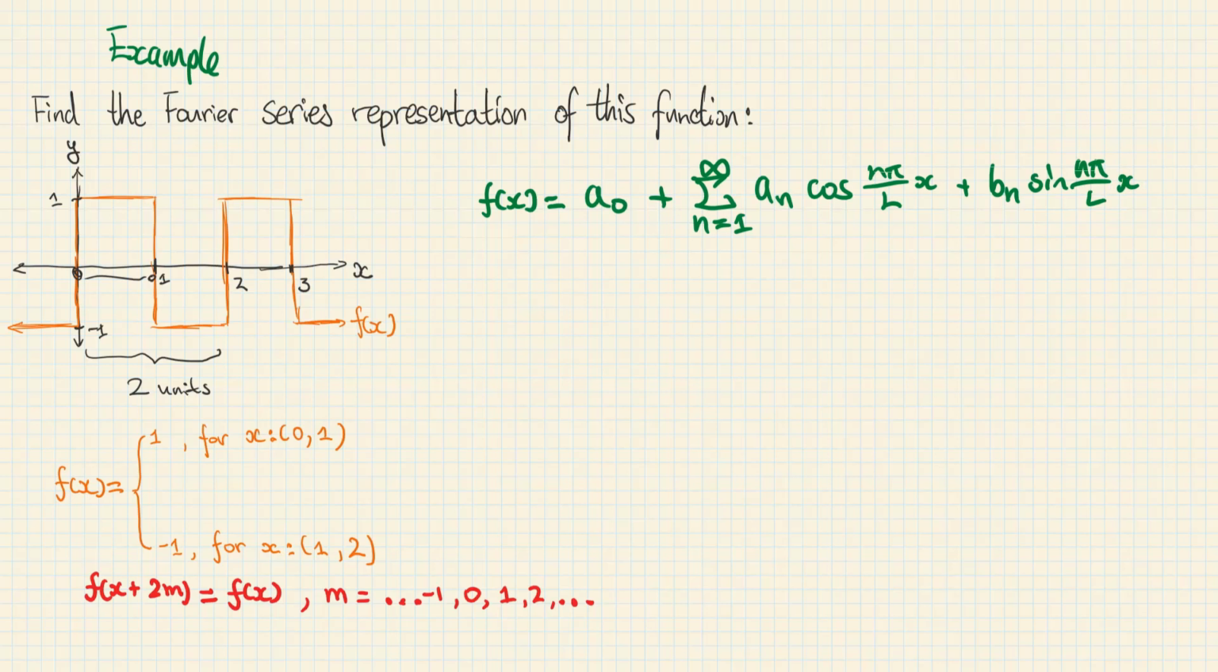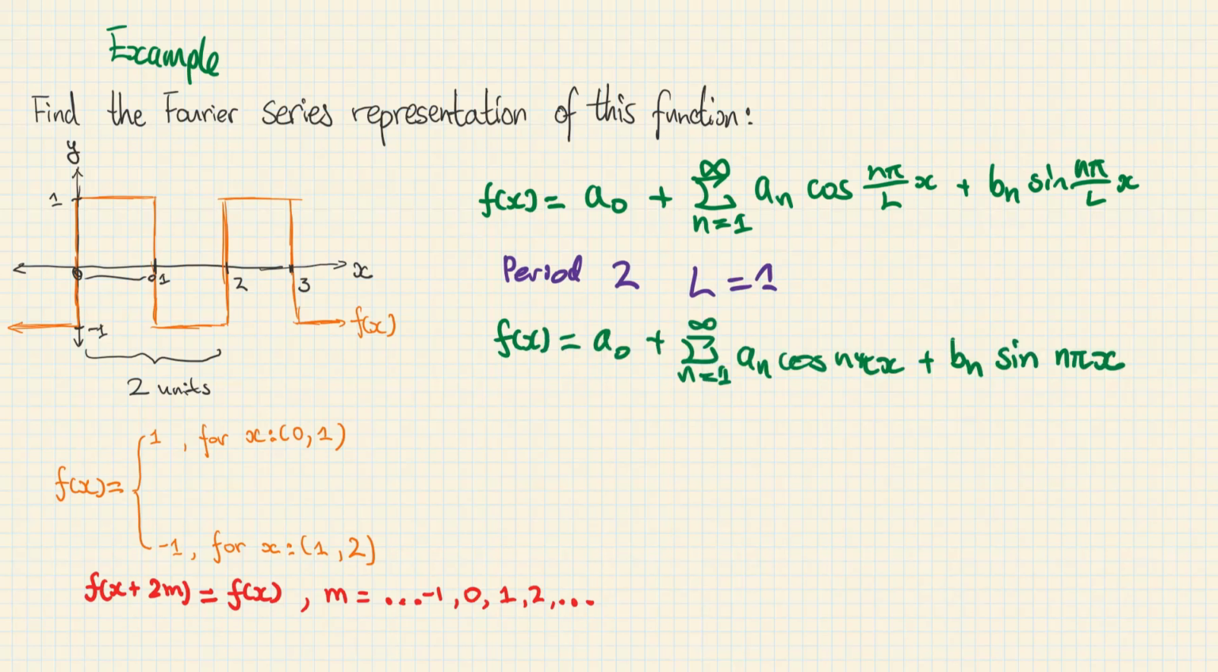Now the first step, we can already solve for L. L depends on the period. So as we can see here, the period is 2 pi. I mean, not 2 pi, period of 2. So L is half a period, so L is equal to 1. And we can already plug that in to simplify our Fourier series.